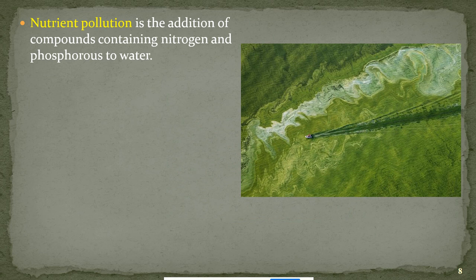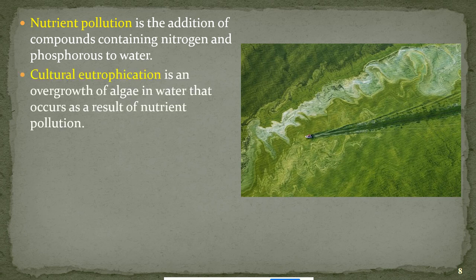Nutrient pollution is the addition of compounds containing nitrogen and phosphorus to the water, and sources of this are really runoff from fertilizer, from agricultural fields or lawns or golf courses. Soaps and detergents may have high amounts of phosphorus. And then nitric acid: whenever nitrogen oxides are put into the atmosphere from coal burning power plants and vehicle exhaust, they react with water vapor and cause nitric acid to form, which is going to come down in acid rain. And so that's also going to contribute to this nutrient pollution.